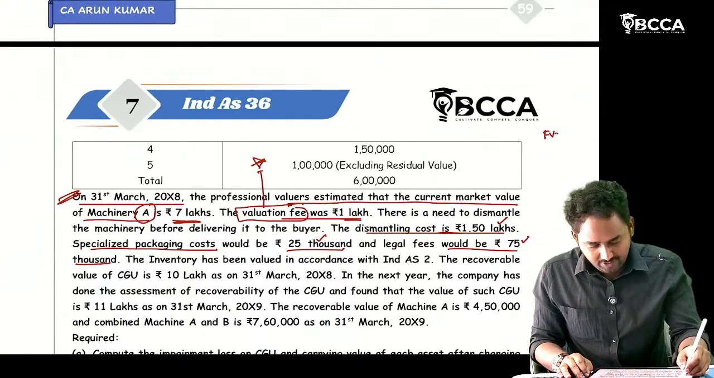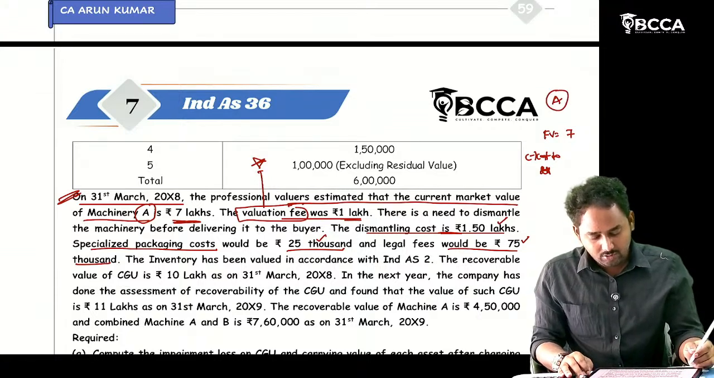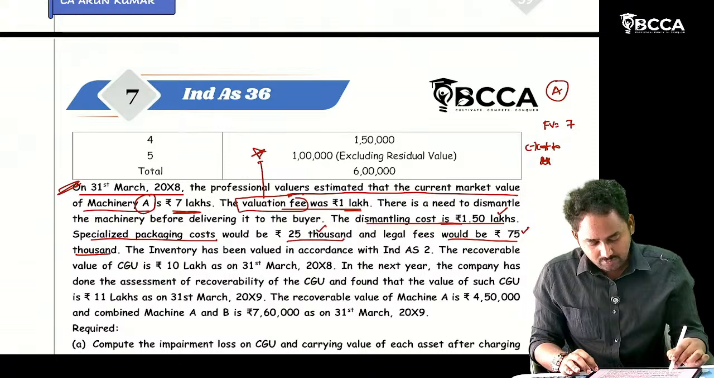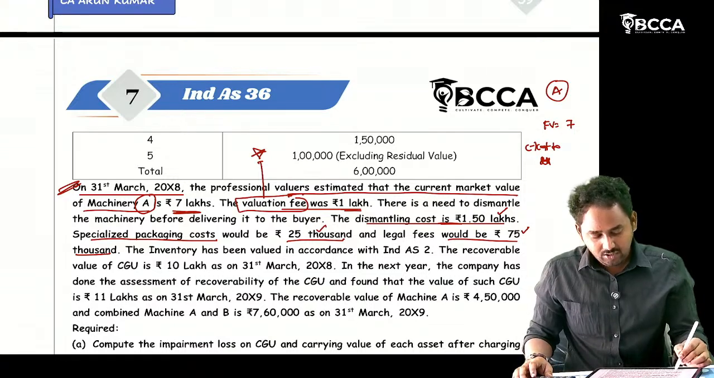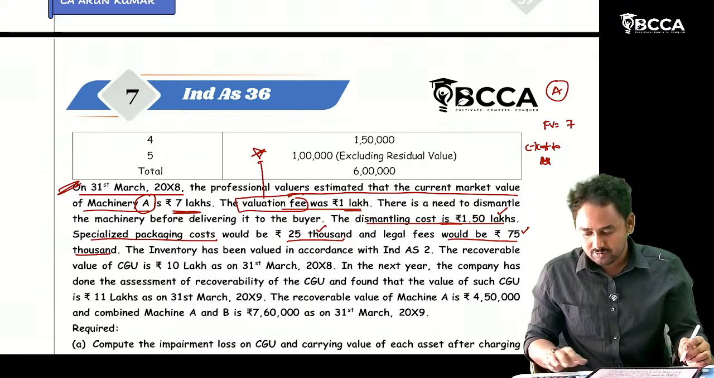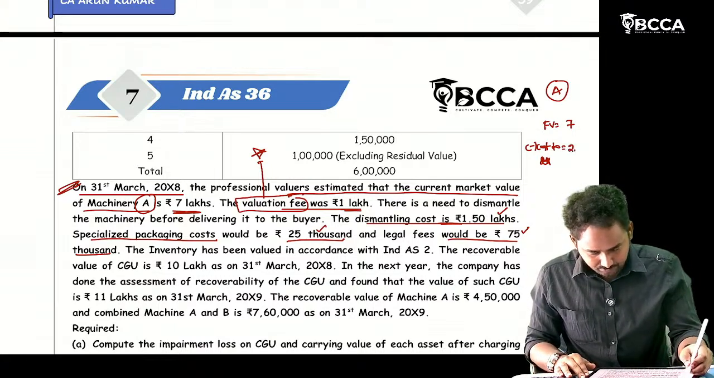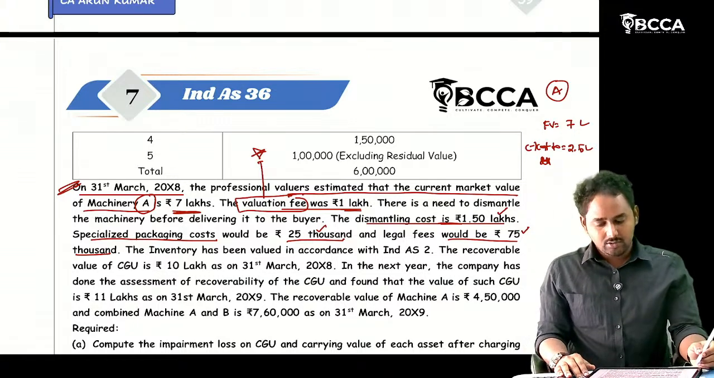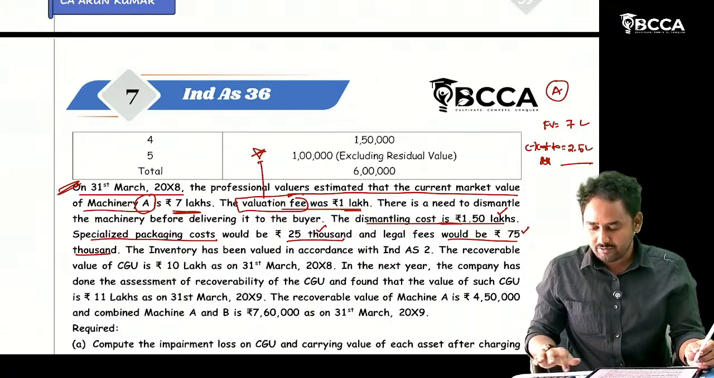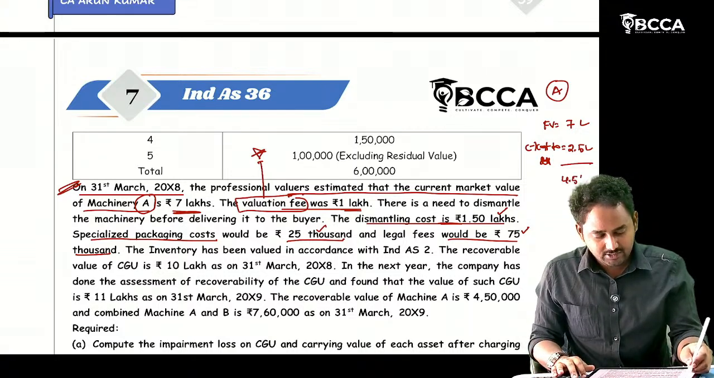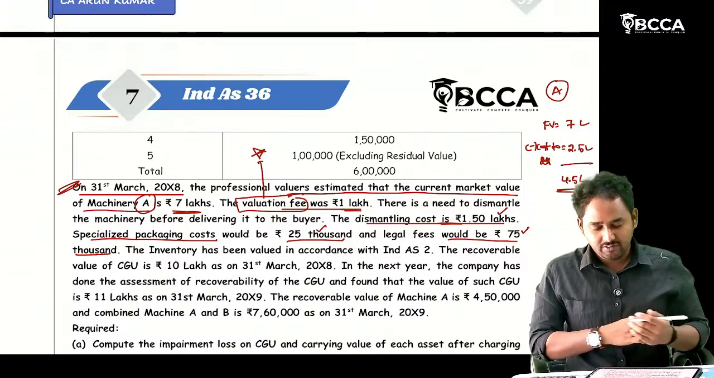So what is the fair value actually? The fair value is 7 lakhs minus the cost to sell, talking about machinery A. What is the cost to sell? Dismantling cost 1.5 lakhs plus specialized packing cost 25,000 as well as legal fee 75,000. So total 2.5 lakhs. What is the fair value? 7 lakhs minus cost to sell 2.5, 7 minus 2.5 equal to 4.5 lakhs. So this is the fair value less cost to sell.